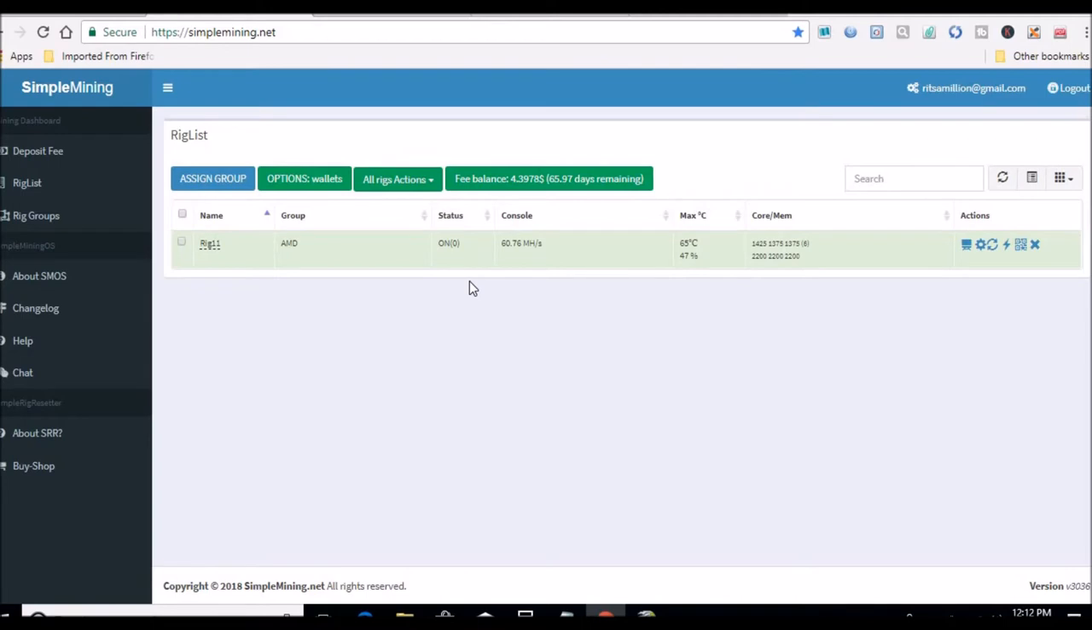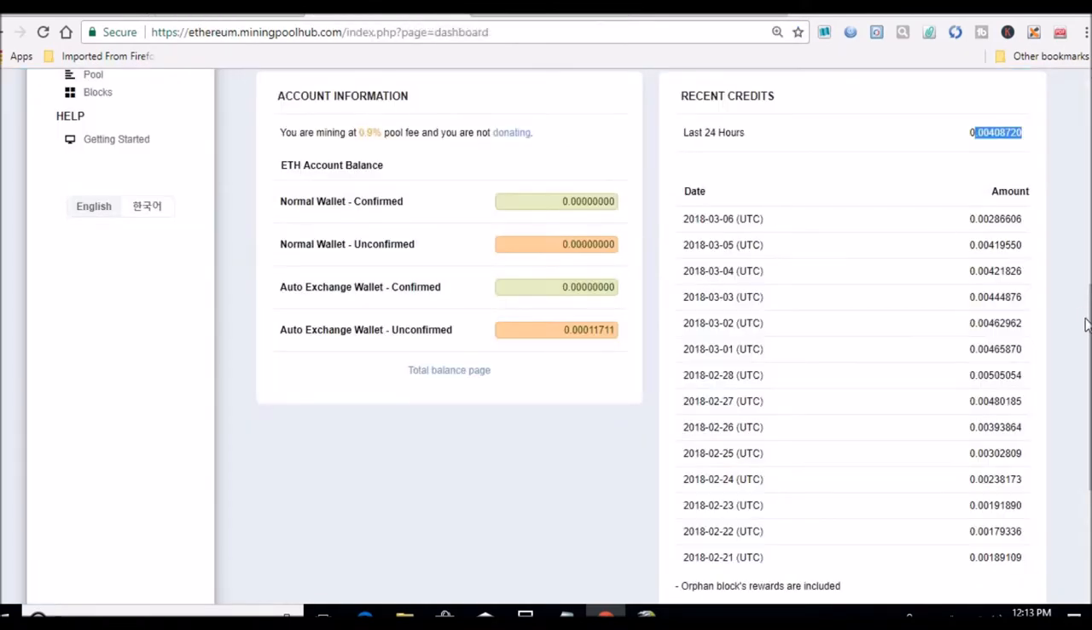Still running a simple miner for my main rig, which has got the 570 and the two 560s. Whole rig's running at 60.76 mega hash, nearly 31 on the 570, and nearly 15 mega hashes each on the RX 560s. Running cool, looking good, no problems there. We're still mining Ethereum, converting it to Verge. This is my rolling 24-hour average right now.